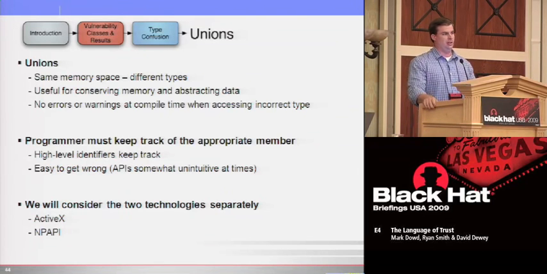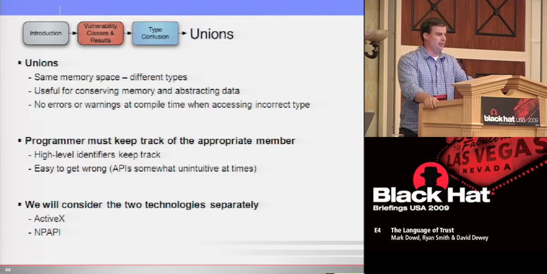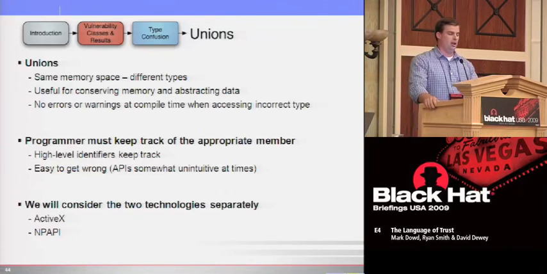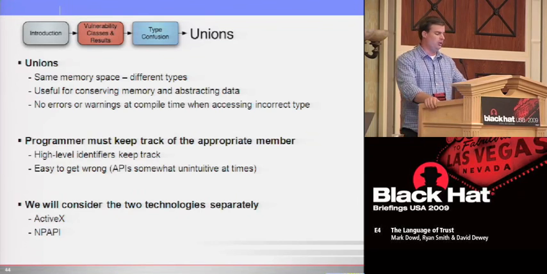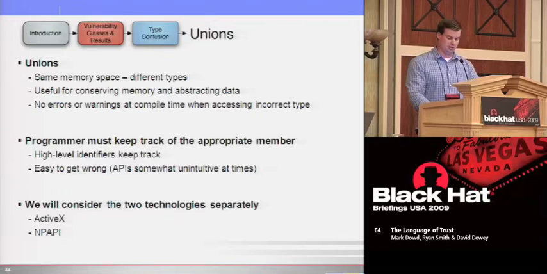But the idea is that you can represent different data types by the same variable name. It's up to the programmer to keep track of the appropriate data type that's stored within that variable. Oftentimes there's high-level identifiers to keep track, but it's also very easy to get wrong. A lot of times the APIs that take a union as one of these elements as an argument, the API names or the variable names don't necessarily lend themselves to giving you a hint as to what it's supposed to be.